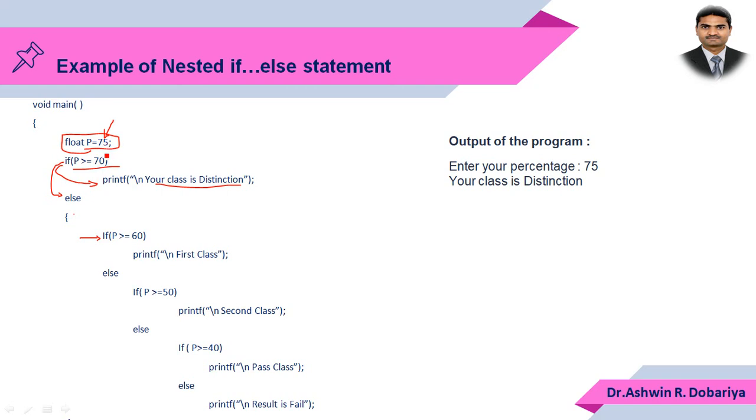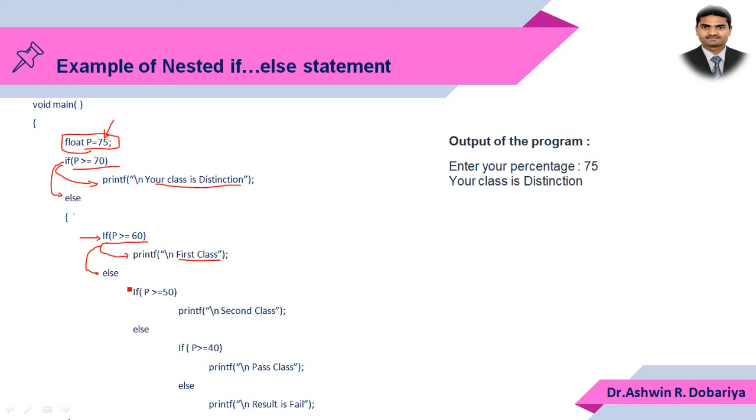Suppose the percentage is not greater than 70, meaning the percentage is less than 70. Then here we will check another condition. If percentage is less than 70, then is it greater than 60? If it is greater than 60, it means the percentage is between 60 and 70, then it will display first class. But suppose this condition becomes false, meaning your percentage is again less than 60, then it will move to the else part.